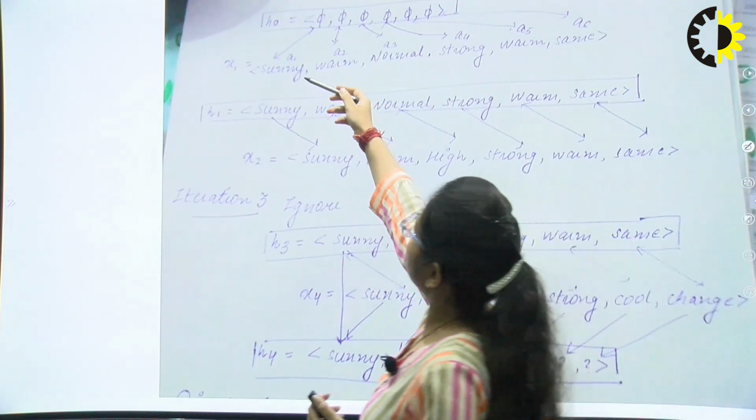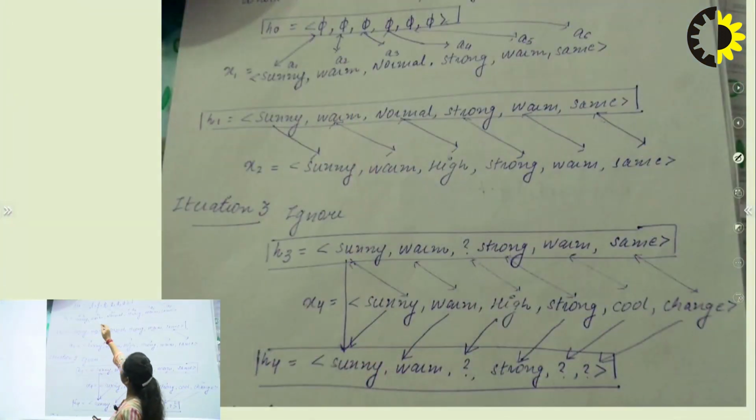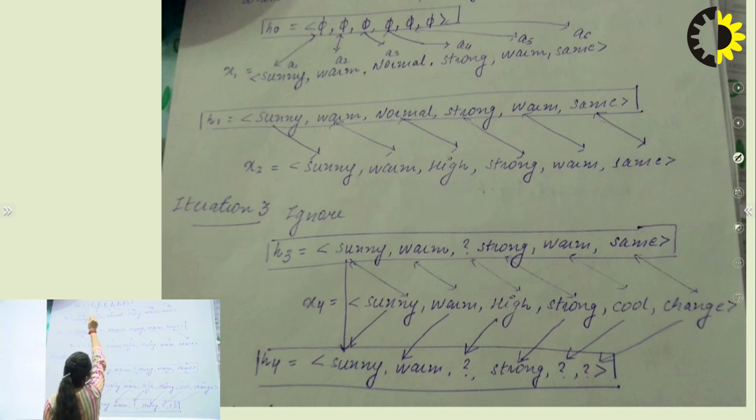Same, we need to consider this. We need to compare this: sunny, warm, normal, strong, warm, same. H1 will always be the same because our H0 hypothesis is the most specific hypothesis. We accept everything because we have nothing. Phi is basically null, so we have nothing, and when we compare it, we get the exact same hypothesis.